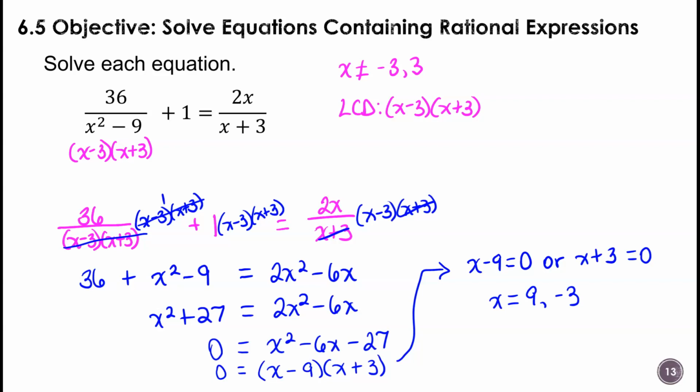And you can see that x cannot be equal to -3 or +3. So we have to exclude, right? This is one of my excluded values, and that means x is 9. That is my one solution that is going to be okay in this case. And then that's it for this example and for this lesson.